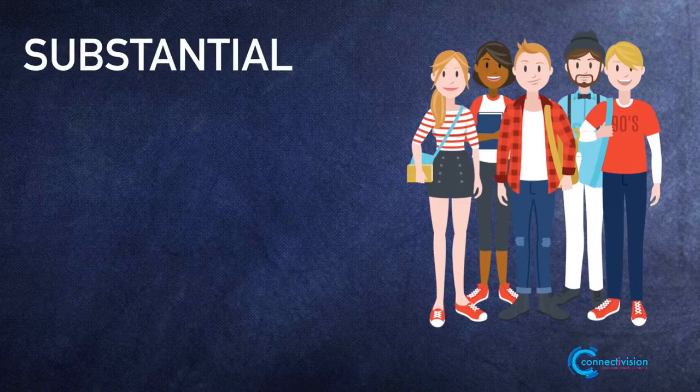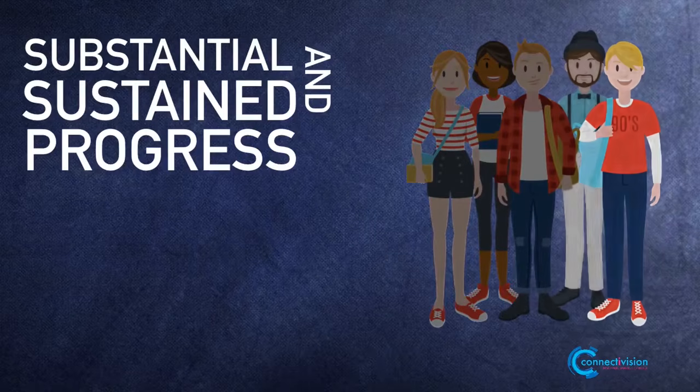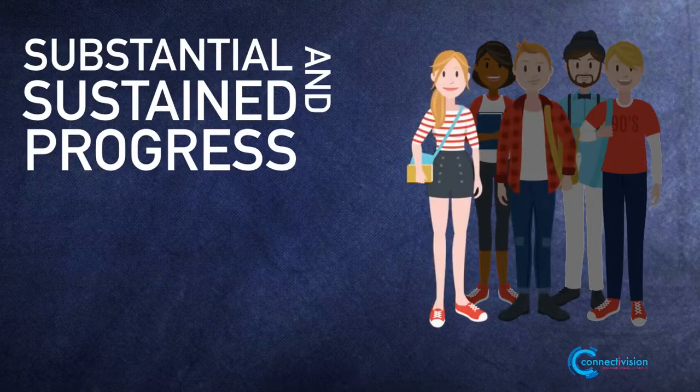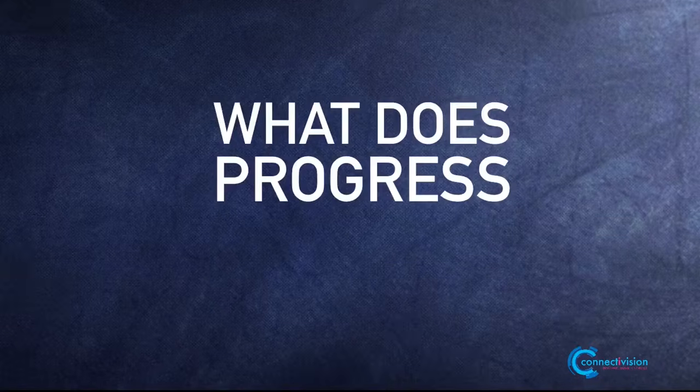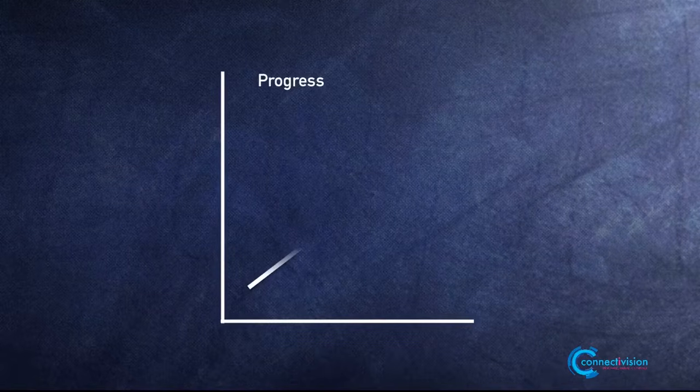When it comes to making sure all learners make substantial and sustained progress in our sessions, we need to ensure that the tasks and activities set are appropriate to each of our learners. So, what does progress look like? It's often presented to us like this. The learner starts the course, the topic or the session here and ends up here, nice and neat.